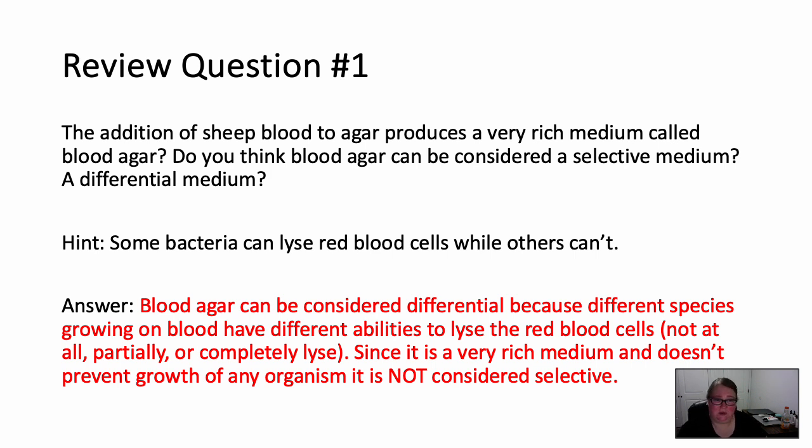So it's differential because we can tell the difference between the different species that are able to lyse blood cells or not, or partially, but it's not selective. It doesn't restrict the growth of anything. Okay, it's considered a rich medium. So this statement right here, very rich medium, means that it can't be selective, because rich media is going to grow everything, like we talked about in the last section and in the lab. Okay, this is why it's not considered selective.